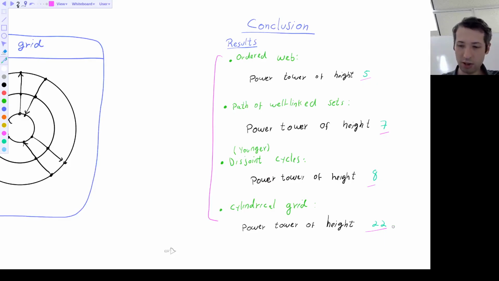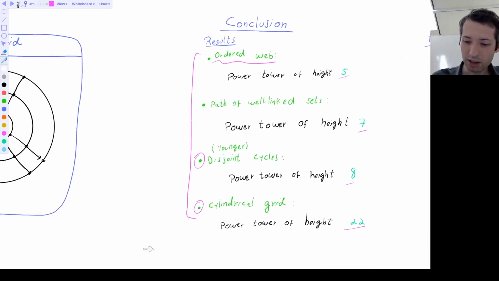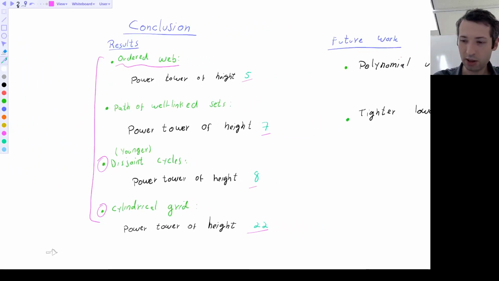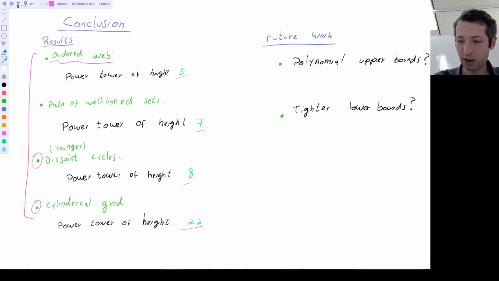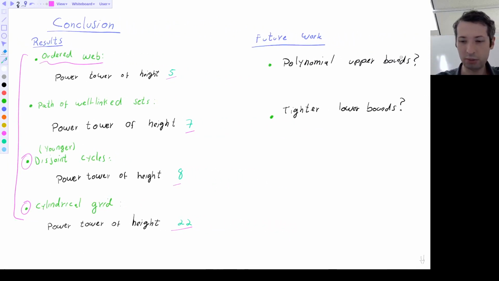So all of these objects somehow play an important role in the digraph structure theory. The ordered web is often used both by Reed and others to get the disjoint cycles for Younger's conjecture, and in our proof and the proof of Gärtner and Kreutzer to get a cylindrical grid. And so one natural question that arises is that we get now elementary functions, but what about polynomials? Can we get this down to a polynomial?